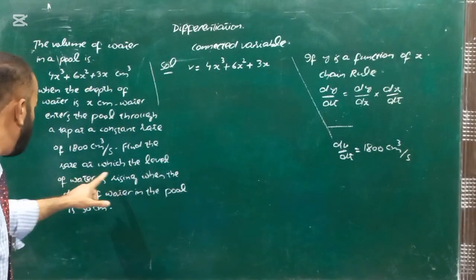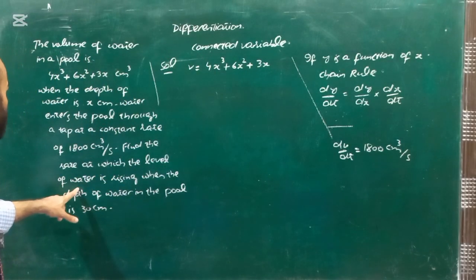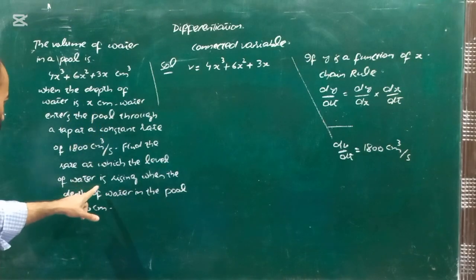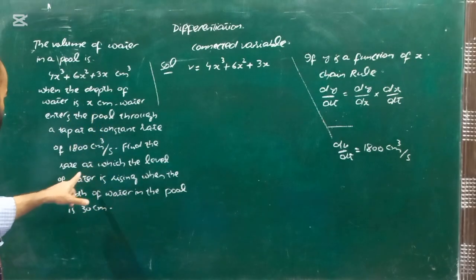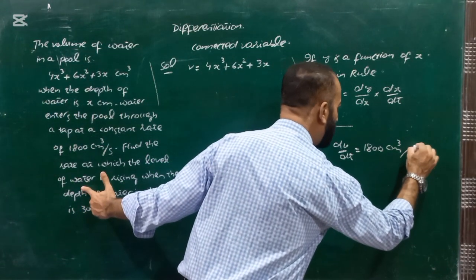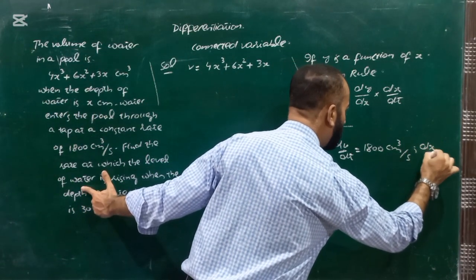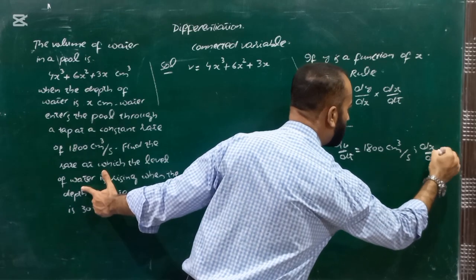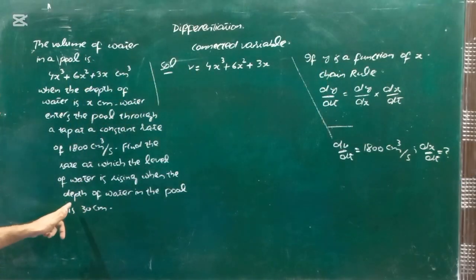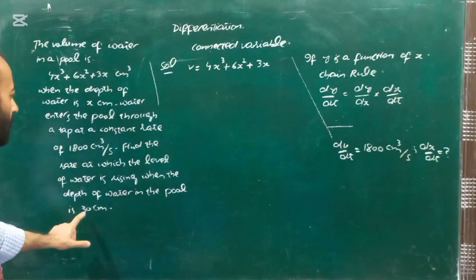Find the rate at which the level of the water rises. It is said that level of the water is x, so it means the rate of the level of the water is required. So it means dx over dt is required. So this is the requirement when the depth of the water in the pool is this.